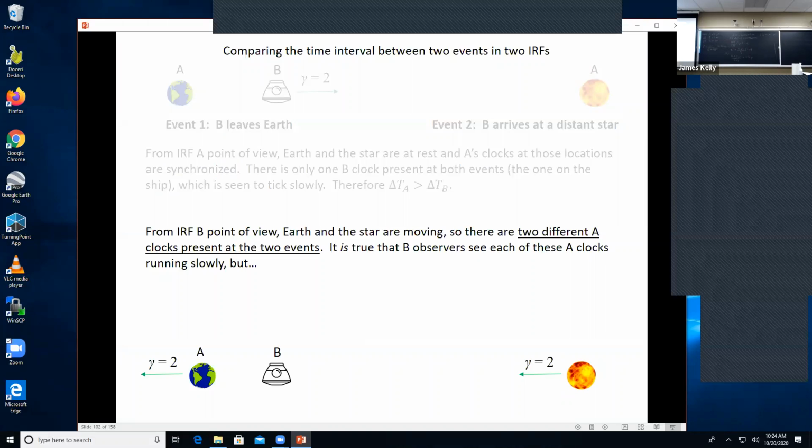What does B see as B is traveling? Well, of course, B is in an inertial reference frame. They feel perfectly at rest. They're sitting there at rest. Earth is rushing away from them. Stars rushing toward them. I guess from this point of view, they're going in that direction at gamma equals 2.